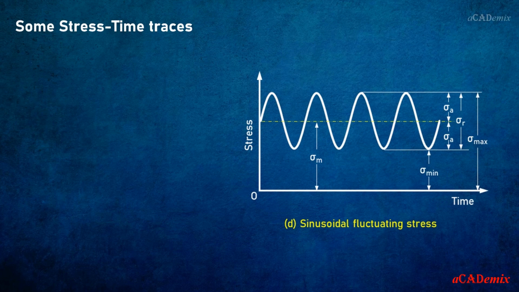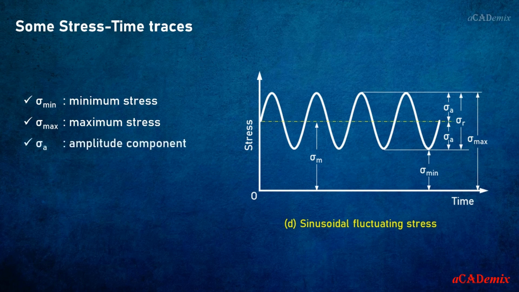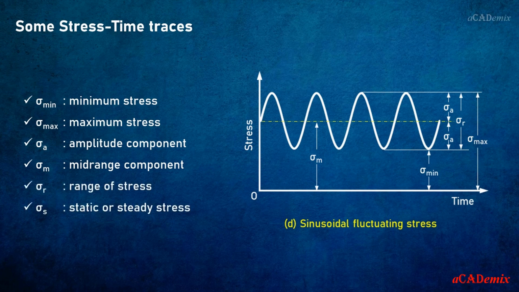Let's take the sinusoidal fluctuating stress, where sigma minimum is the minimum stress, sigma max is the maximum stress, sigma A is the amplitude component, sigma M is the mid-range component, sigma R is the range of stress, sigma S is a static or steady stress.